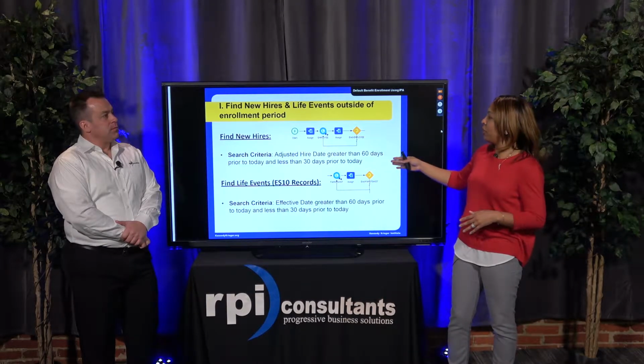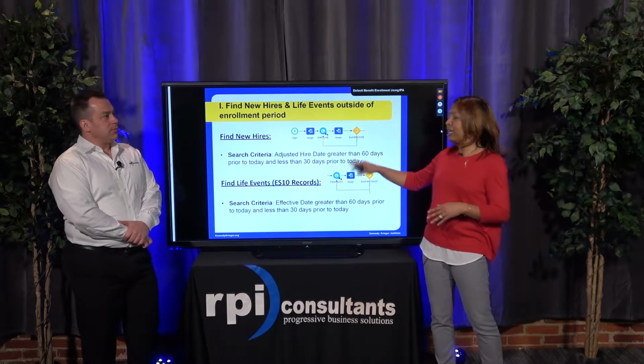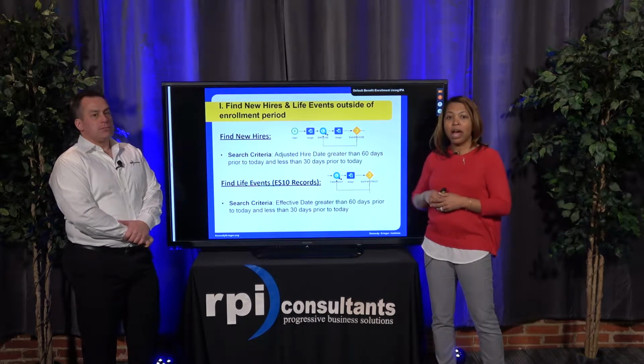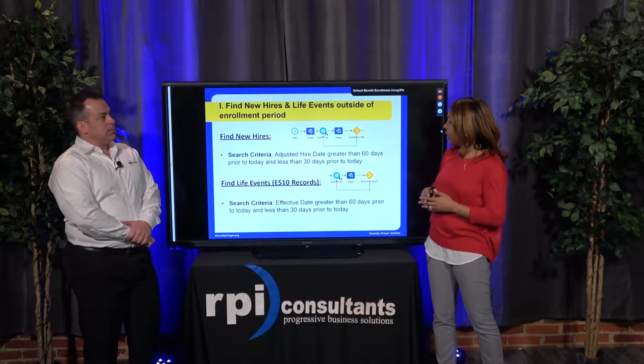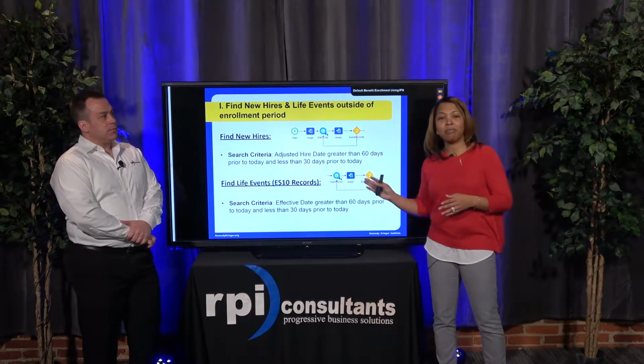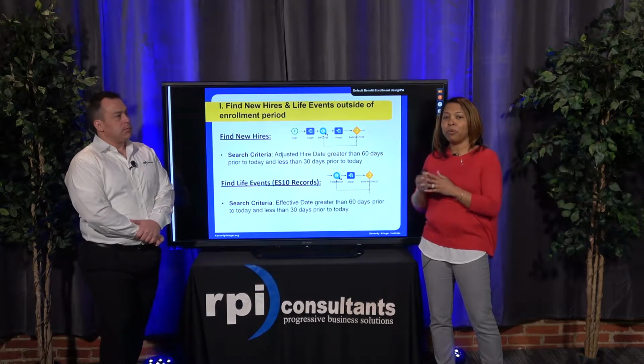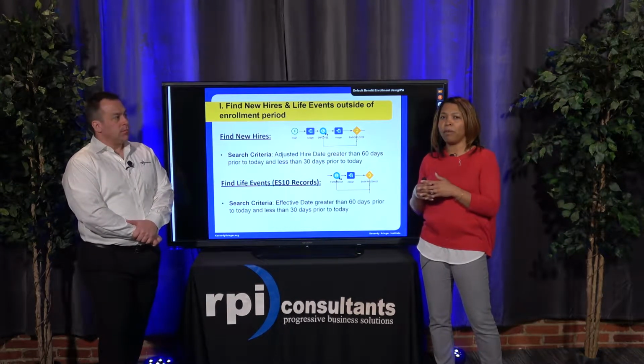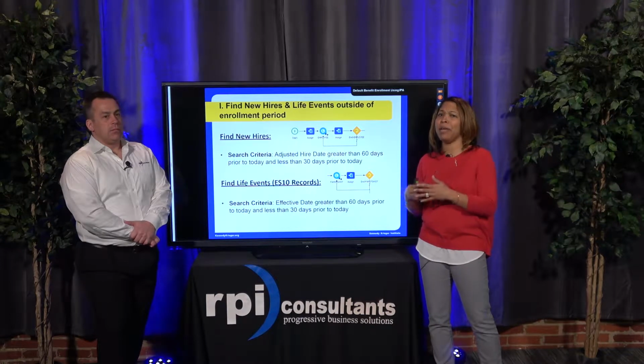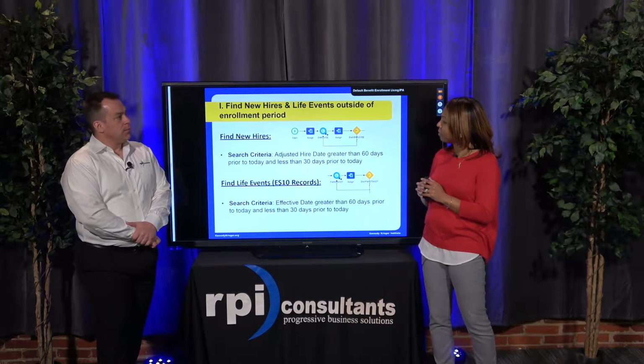It searches for the new hires according to their adjusted hire dates in the system. And we have parameters in there that look at anything that's greater than 60 days prior to today, but less than 30 days, so that we don't catch people who are still open during their enrollment period and place them in Waive plans that they may not have wanted to enroll in.